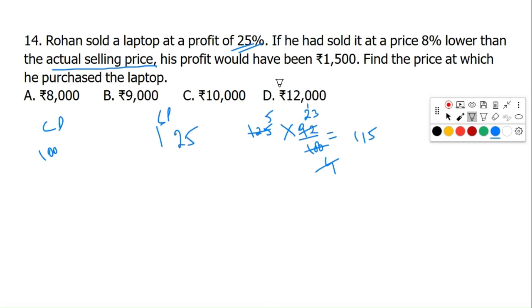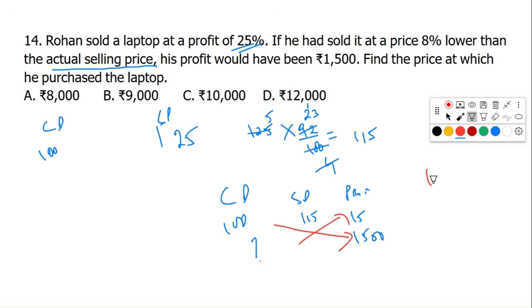So had he sold it for less, it is profit. Now if you look at profit, CP 100, what is the actual profit now? SP is 115, so his profit is only how much? 15. So if it is originally 1500 profit, what will be your cost price? Logical thinking, cross multiply to get the answer. 100 into 1500 divided by 15. So 100 into 100, which is 10,000. Straight away go and mark the answer.